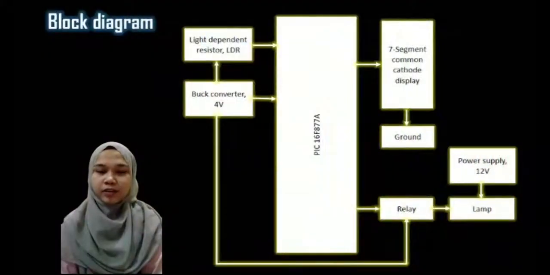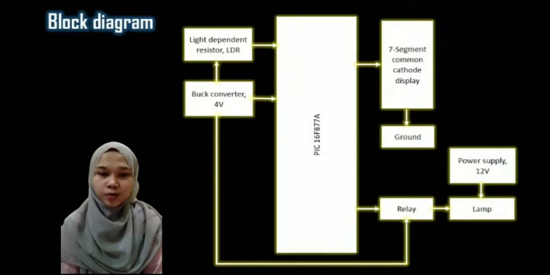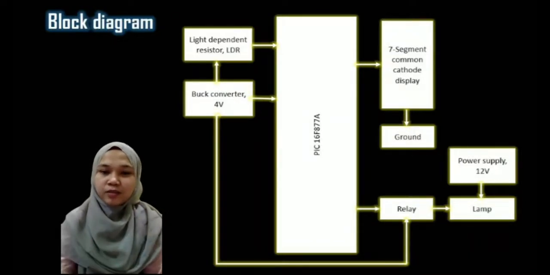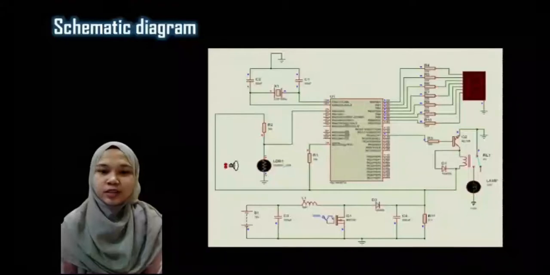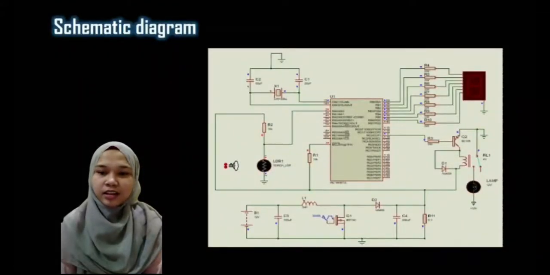For the block diagram of this project, the microcontroller input port is connected to the LDR and the buck converter 4V. For the output port, it is connected to the 7-segment display and the relay connected to the lamp. For the schematic, we designed the circuit using Proteus. There is an addition of a crystal oscillator and buck converter circuit. I will explain how the operation works in the next part.